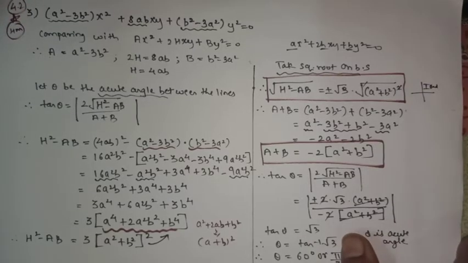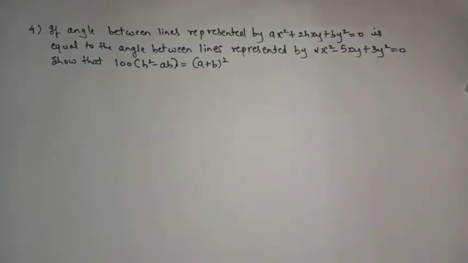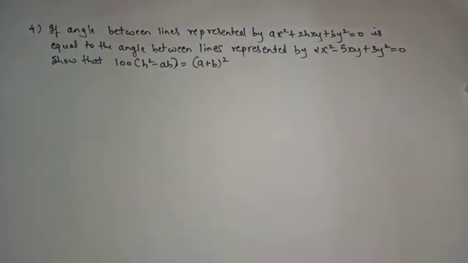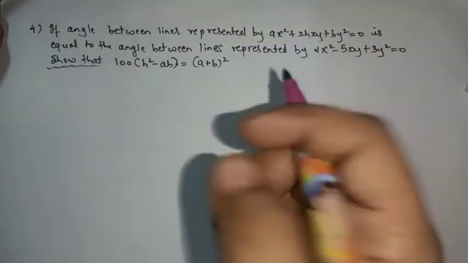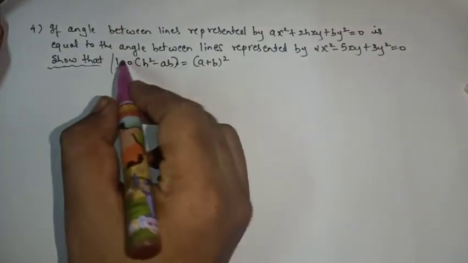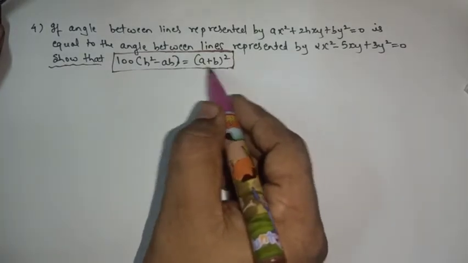So now we'll take one more sum based on the same type. Okay, so here the pattern of the question is different now. Here we have to show, it is a show-that sum, okay? But the sum is based on the same type, based on measures of acute angle. Here we have to show that 100 h square minus ab is equal to a plus b the whole square.